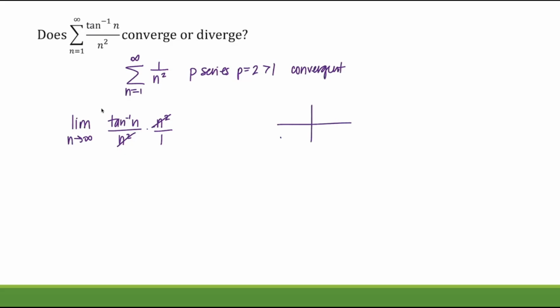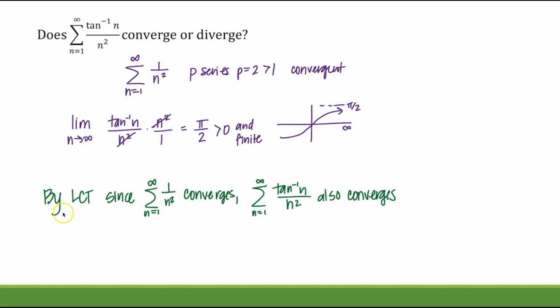We know that tan inverse towards positive infinity over here is approaching pi over 2. So this is pi over 2, which is greater than 0 and finite. So we can make our conclusion using the limit comparison test that our given series has the same behavior. It is also convergent. So here is that formal write-up again, where we state that we found this by the limit comparison test.